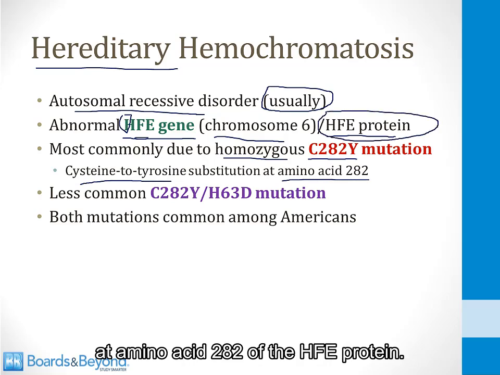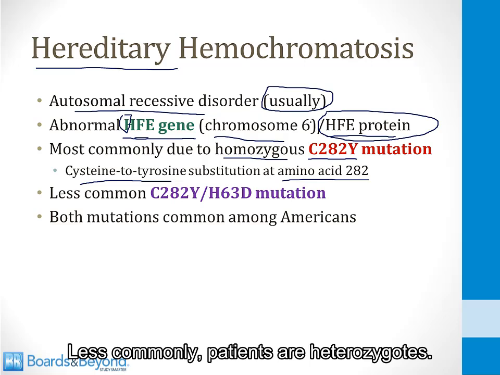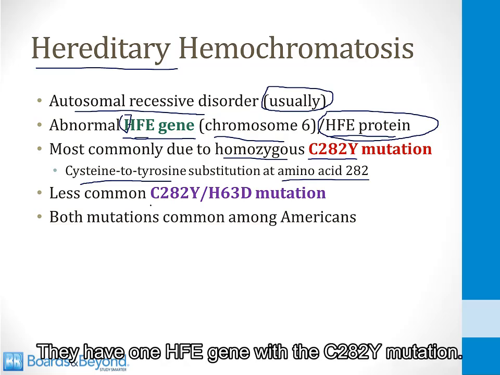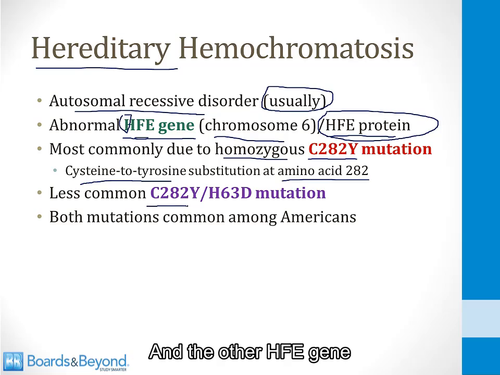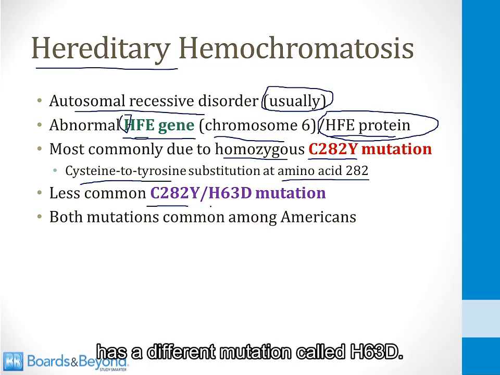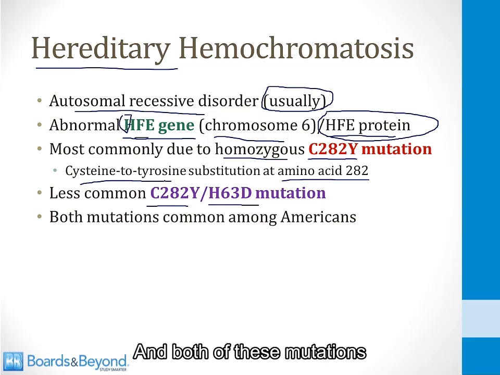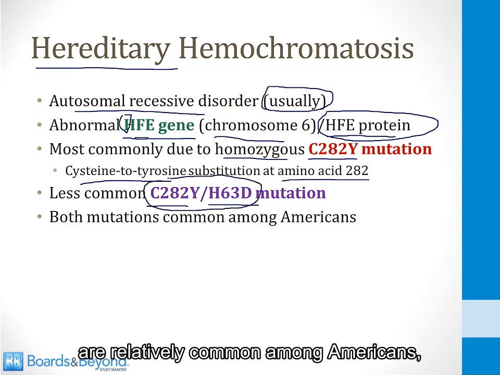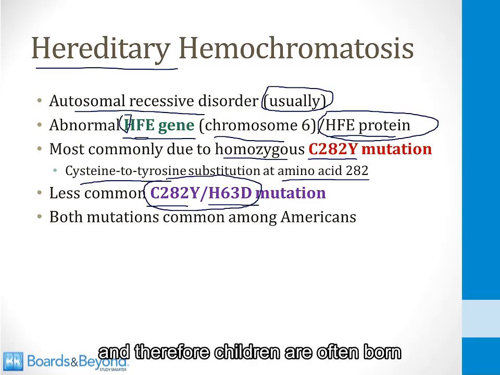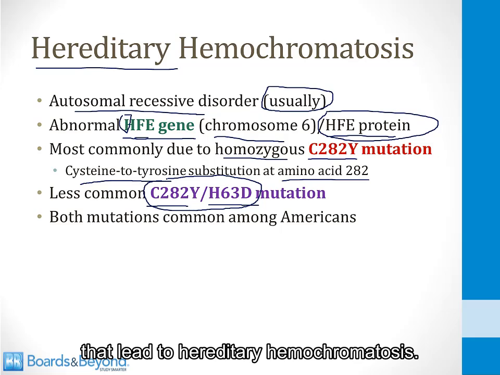Less commonly, patients are heterozygotes. They have one HFE gene with the C282Y mutation, and the other HFE gene has a different mutation called H63D. And both of these mutations are relatively common among Americans, and therefore children are often born with two mutations of their HFE gene that lead to hereditary hemochromatosis.